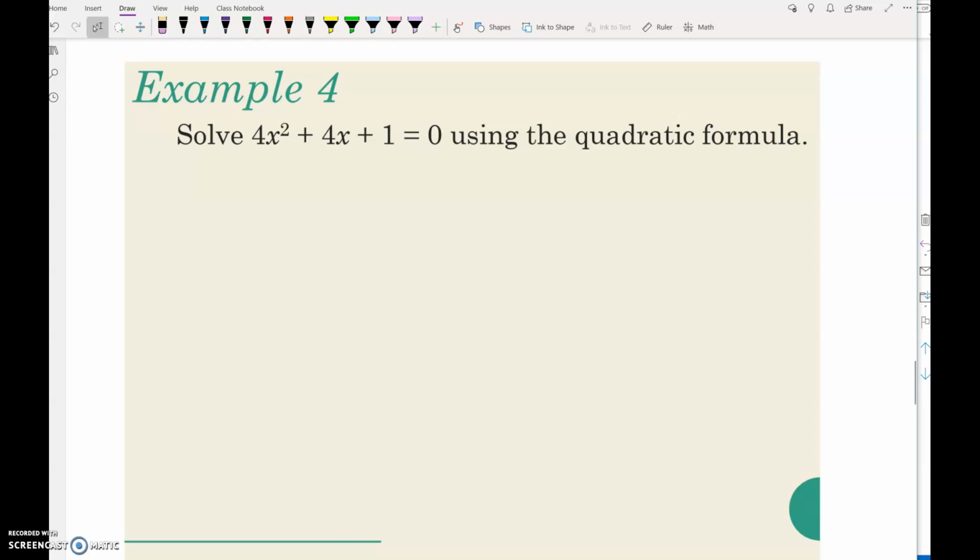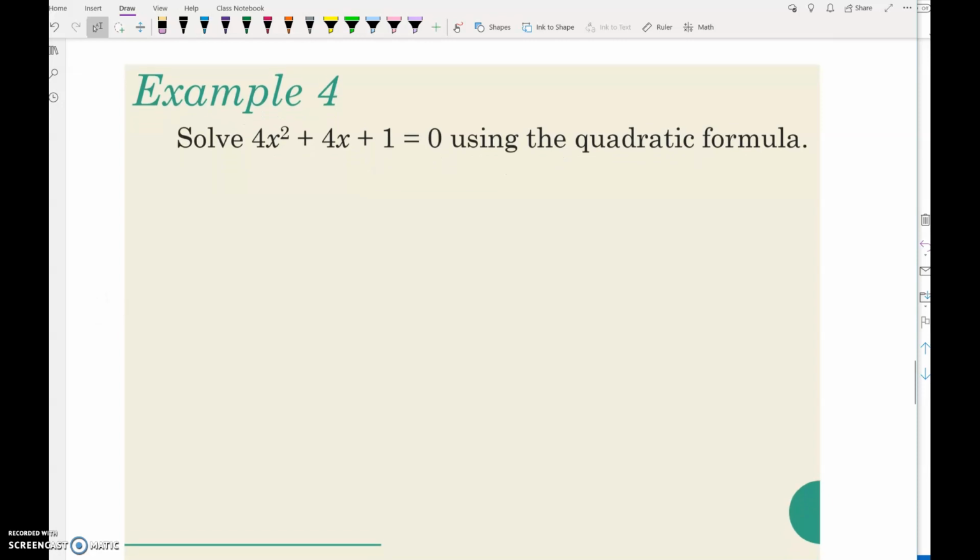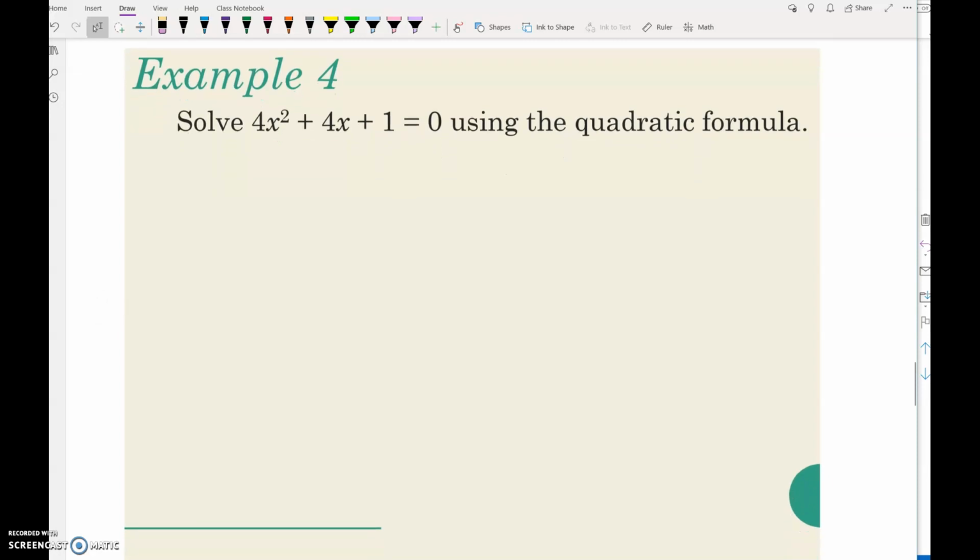Okay, I'd like you to try example 4 on your own again. So try this again, use the quadratic formula, see if you can figure this one out on your own. Pause the video, give it a try.